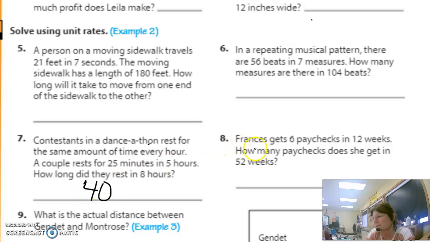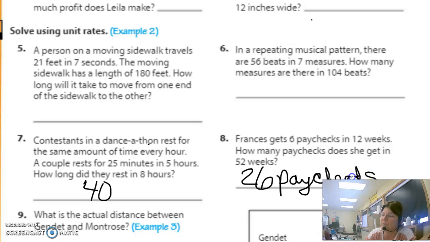If she has 6 paychecks in 12 weeks, how many paychecks does she get in 52 weeks? So how would you do that one? Well, this one you're not going to multiply 6 by 12. You have to come up with how much she gets per week, and then you can answer that. So you have your two-parter on that one. So she would actually have 26 paychecks. See if you can figure out the math on that one. Send me your work. How did you get to 26?